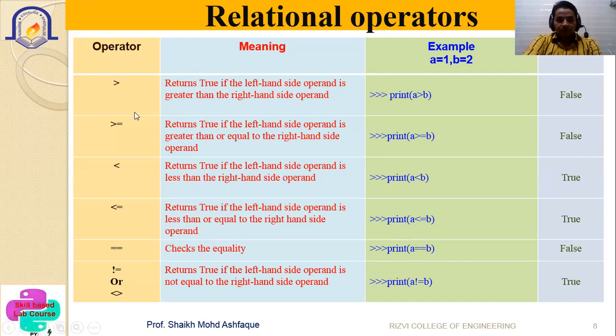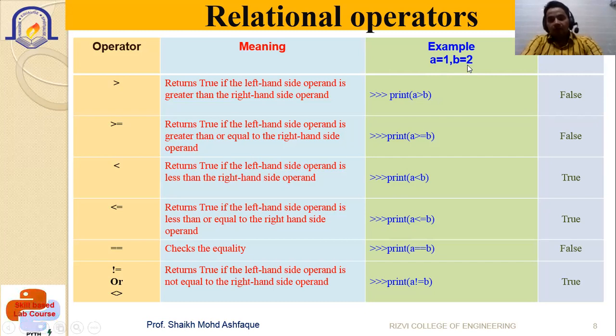Next is your relational operator. Relational operators are greater than or equal to, less than or equal to, or not equal to. Not equal to can also be written as greater than, less than together. Basically that is used to return a logical value, that is your true value or false value. Right, instead of displaying 0 or 1, it will give you the output as true or false.